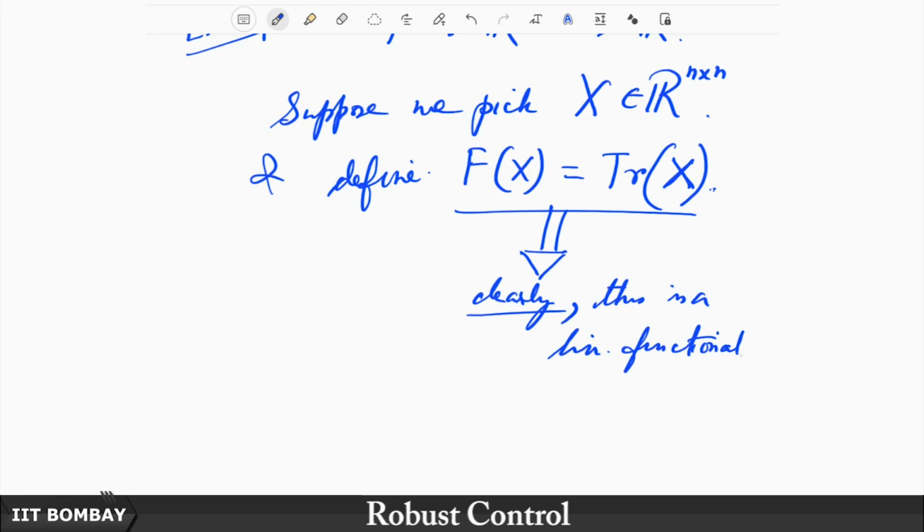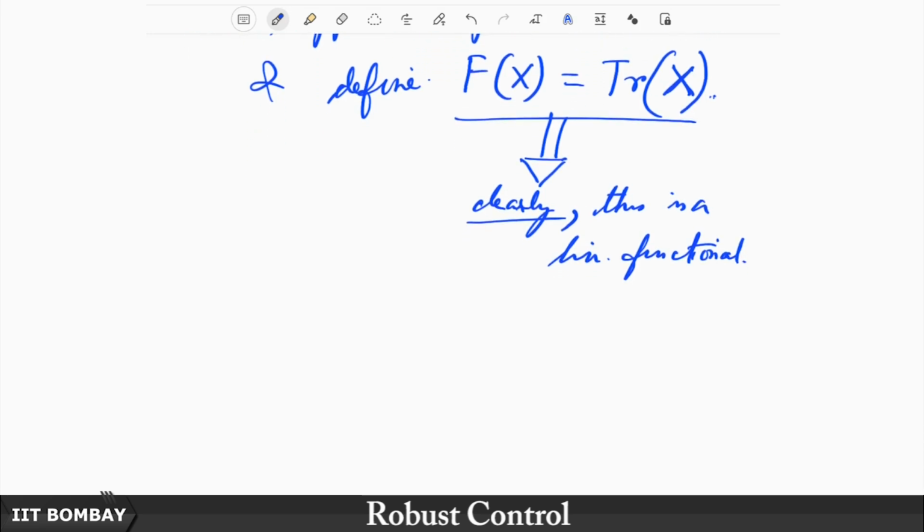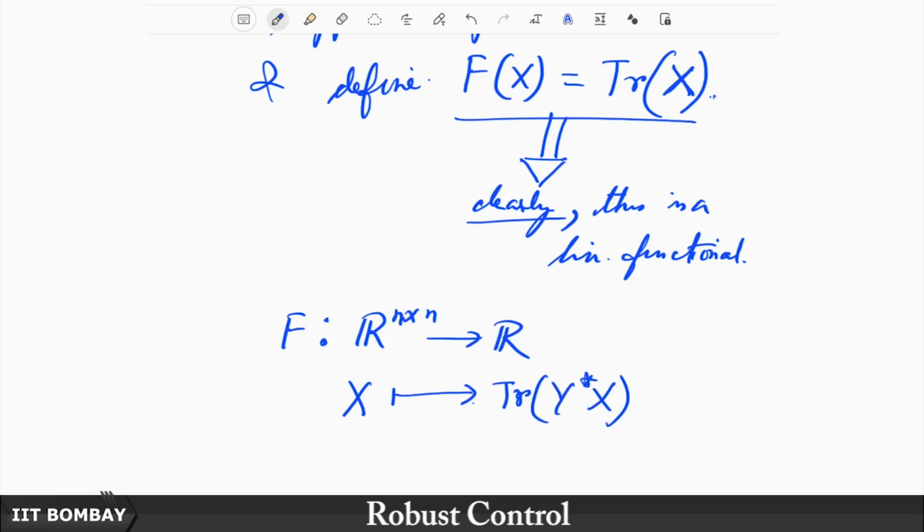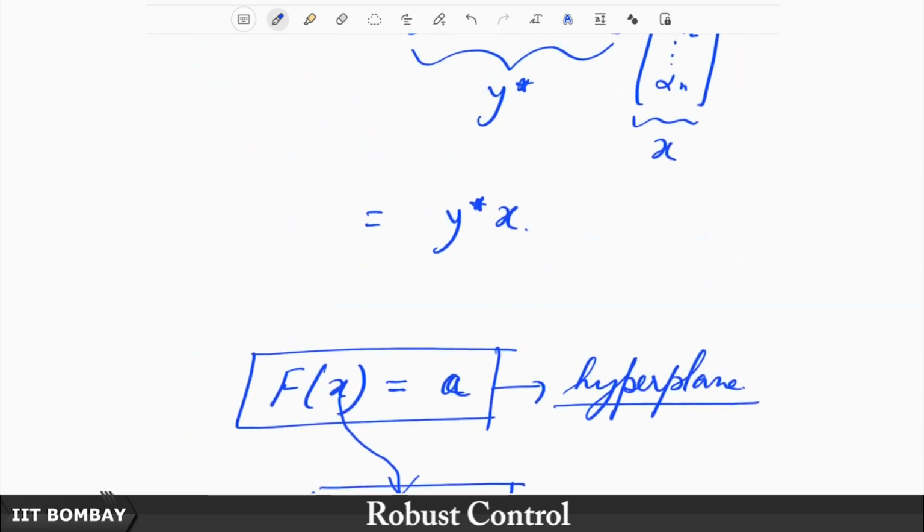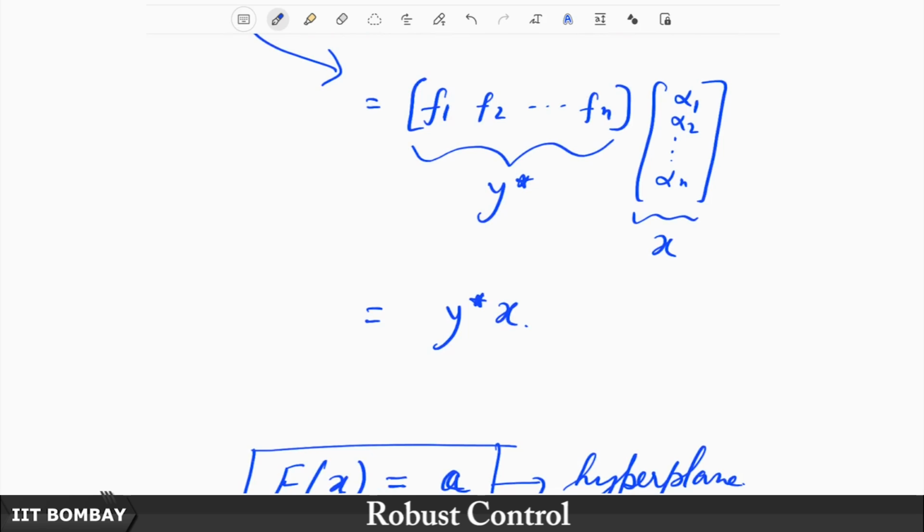But if you want to give it a more general flavor, then we would say that f is such that it is a mapping from R n cross n to R, where it picks some x and maps it to trace of y Hermitian x, where this y is some given matrix. So this is a fixed matrix, just like remember in the inner product case for vectors we had this y, the small y to be given.